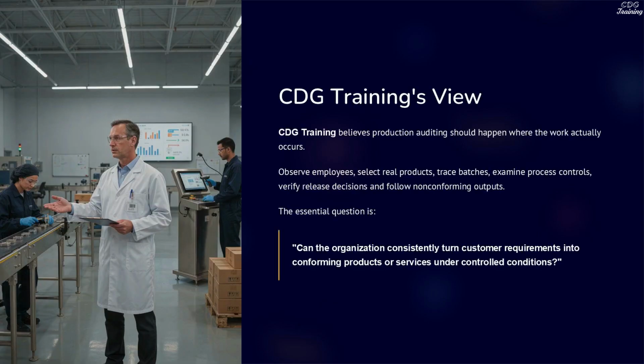CDG Training believes production auditing should happen where the work actually occurs. Observe employees, select real products, trace batches, examine process controls, verify release decisions, and follow non-conforming outputs.